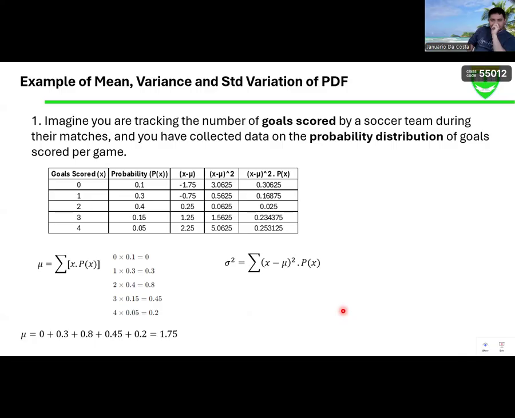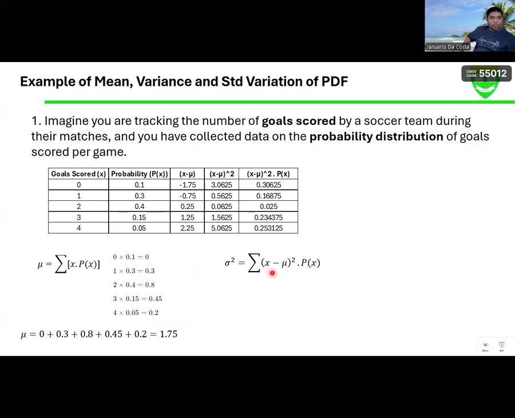The mean is 1.75. So for x equals 0, 0 minus 1.75, you get negative 1.75. And then you have 1 minus 1.75, you get negative 0.75. Plus 2 minus 1.75, you get 0.25. 3 minus 1.75, you get 1.25.